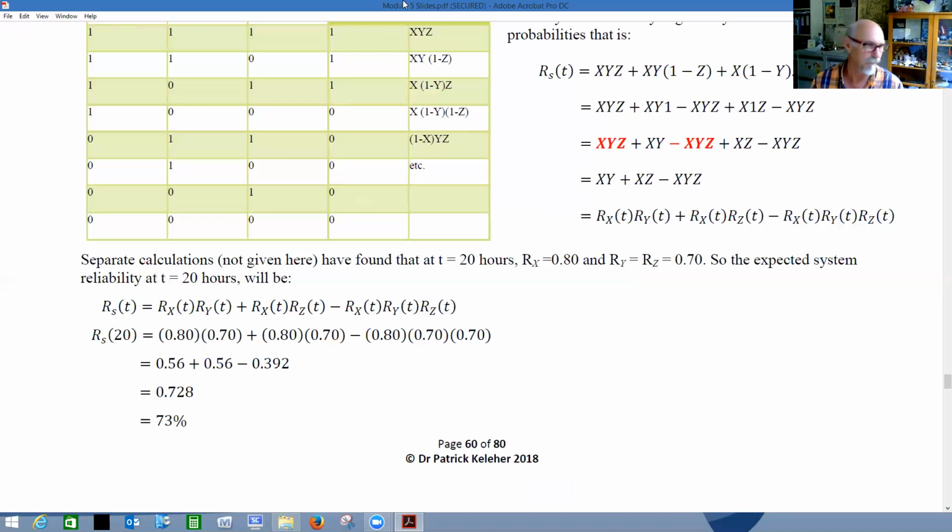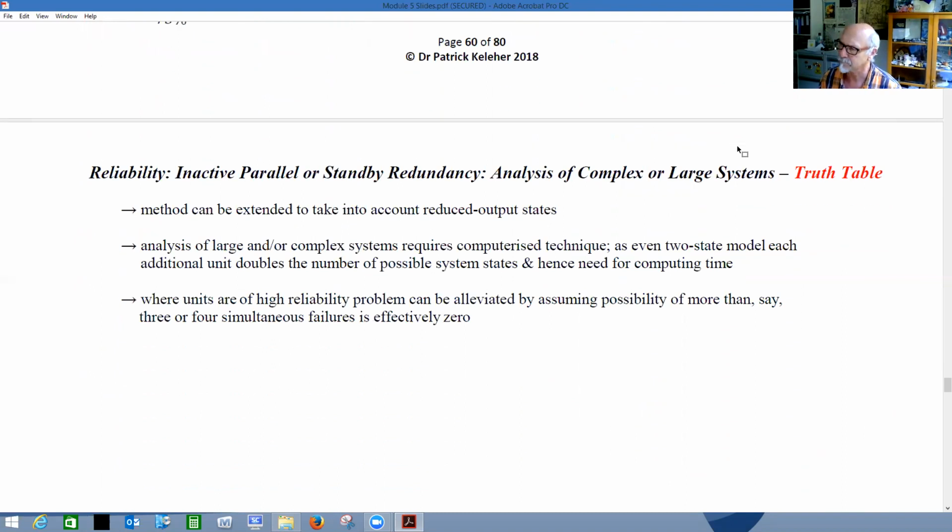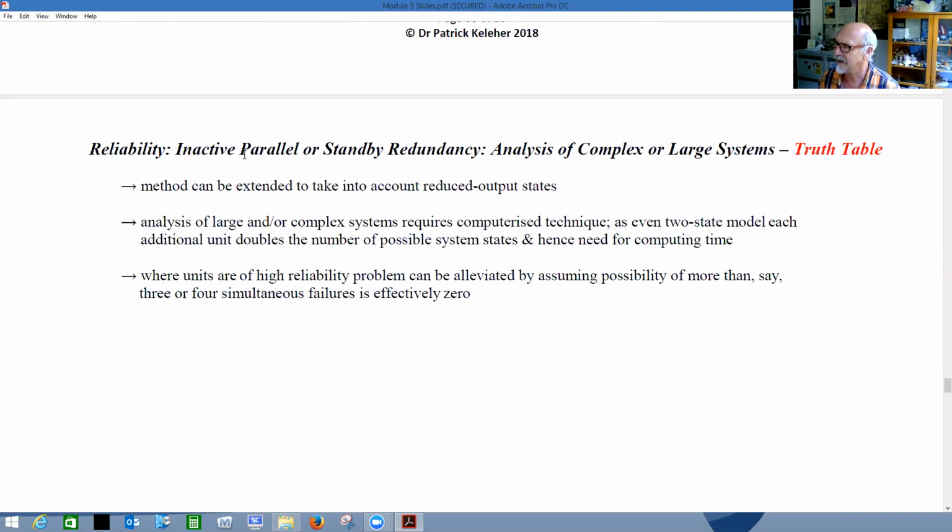Now that we've got a percentage, we can figure out what that 73% means when we're doing our calculations, and that's 73% over that 20 hours. So that enables us to go about scheduling the maintenance and predicting when there might be a failure. So again, just concentrating on inactive parallel or standby redundancy, looking at that truth table.